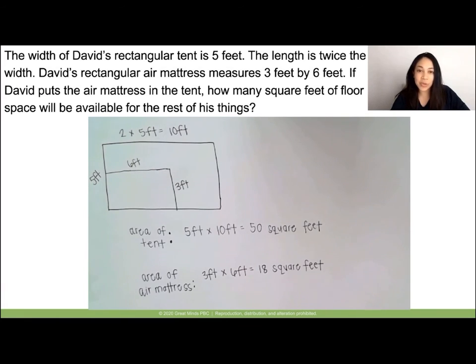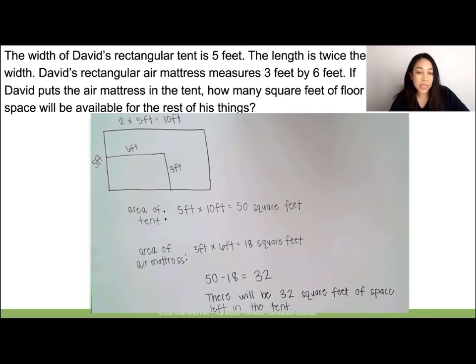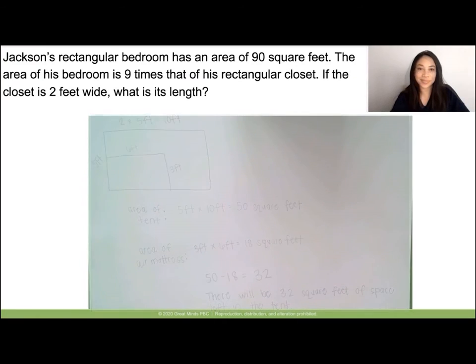In order to determine the remaining area, we need to subtract 18 square feet from 50 square feet. So let's go ahead and do this now. How much space will be left in the tent? There will be 32 square feet of space left in the tent. Excellent work. Let's start the next problem.